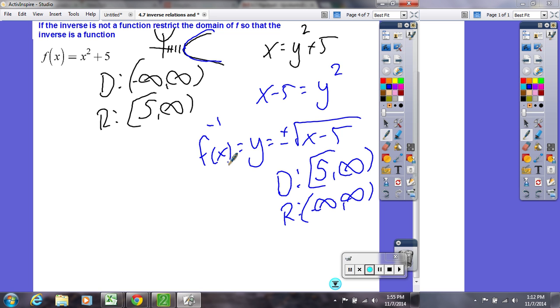Now, with that being said, was f of x a function? Yes. Is its inverse a function? Why? It's not one-to-one, right? Because this now is not a function anymore, this is a relation. Because if it's not passing the definition of a function, it can't be called a function, right? So I always want my inverse to still be a function. So what do I need to do? I need to restrict my domain.